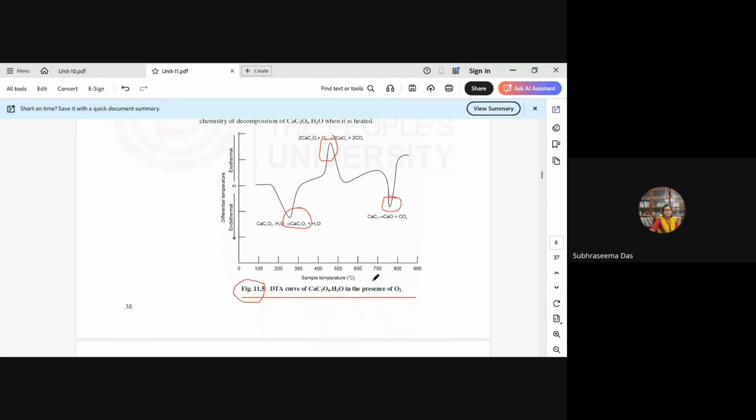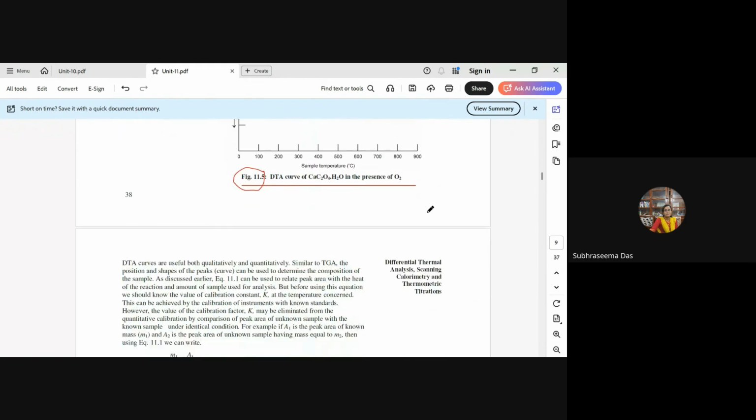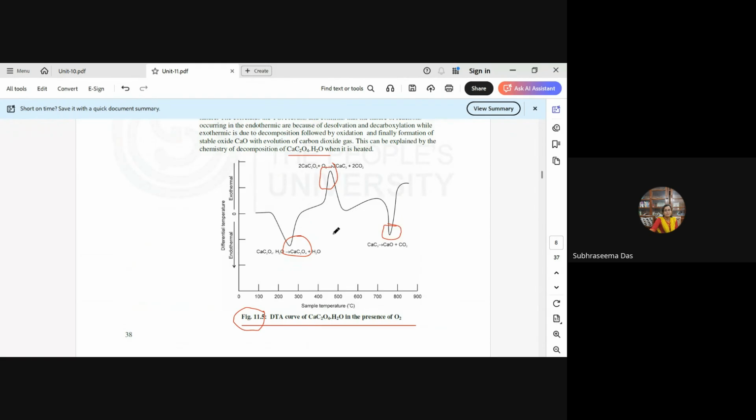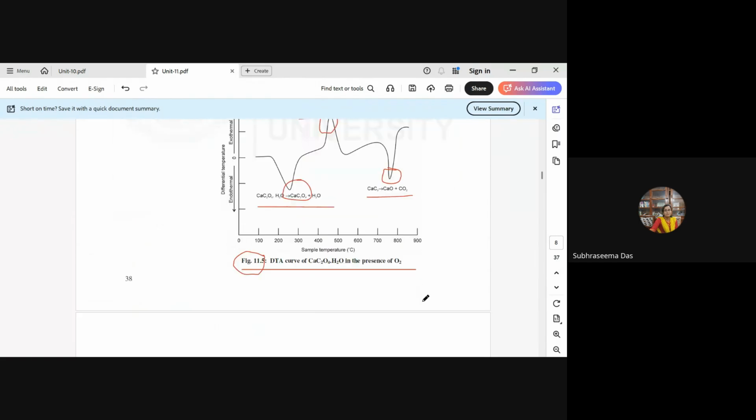So this observation also correlates with our data on the nature of the reaction. We can also explain it by the chemistry of decomposition of calcium oxalate dot water when it is heated, as we have studied. The first peak corresponds to the loss of water from the sample, thus it is endothermic in nature. In the second step, the calcium oxalate reacts forming calcium carbonate plus CO2. Then in the third step, this calcium carbonate decomposes to form calcium oxide plus CO2. This is the theory, and it has been beautifully explained by the DTA curves.